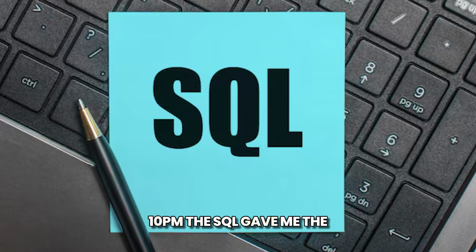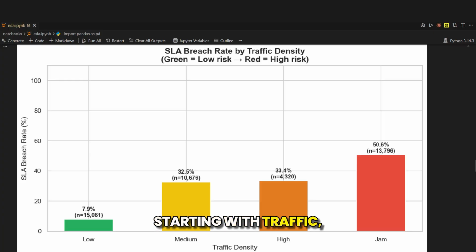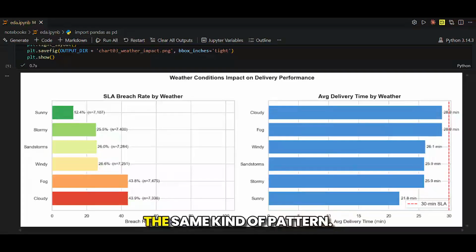The SQL gave me the numbers. The Python visualizations made the patterns easier to interpret. Starting with traffic, the bar chart shows breach rates climbing steadily from low traffic at under 8% all the way up to jam conditions crossing 50%. The color coding makes the risk gradient immediately readable, green to red, low to critical. The weather chart shows the same kind of pattern. Cloudy and foggy conditions are clearly in a different risk category compared to sunny or any other weather condition.